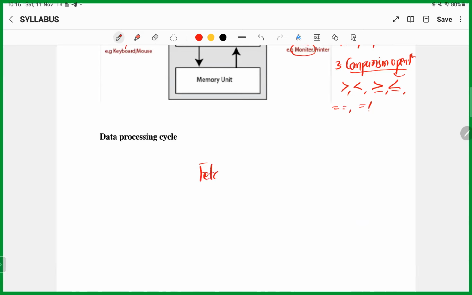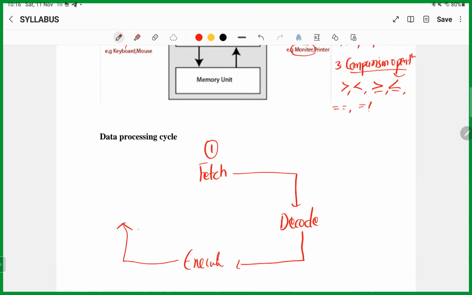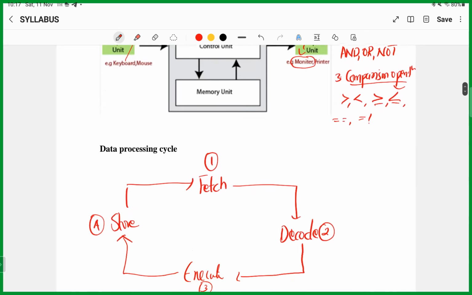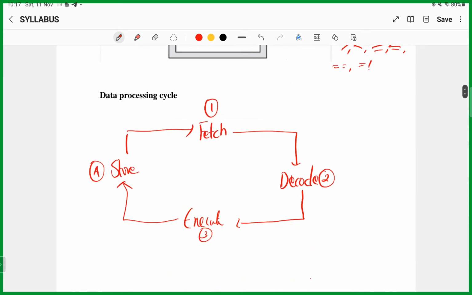The first one is fetch. It is the first process among the data processing cycle. The second one is decode. You need to know this process. The third one is execute. The fourth one is store. Simple. Remember in the same order. Should go in the same order. So this is the data processing cycle. Fetch, decode, execute, store.